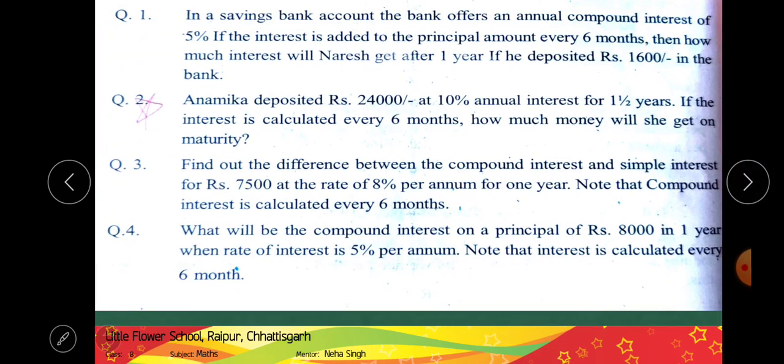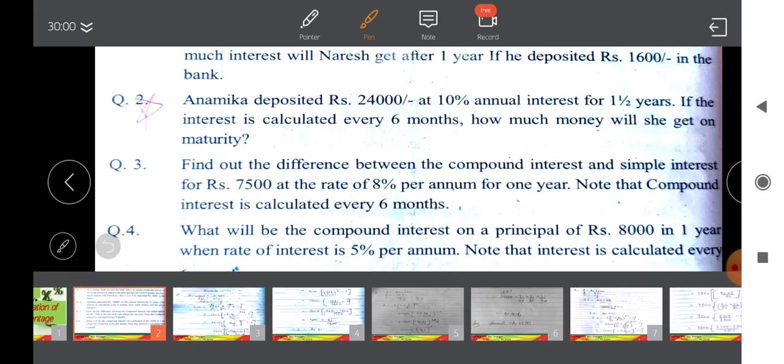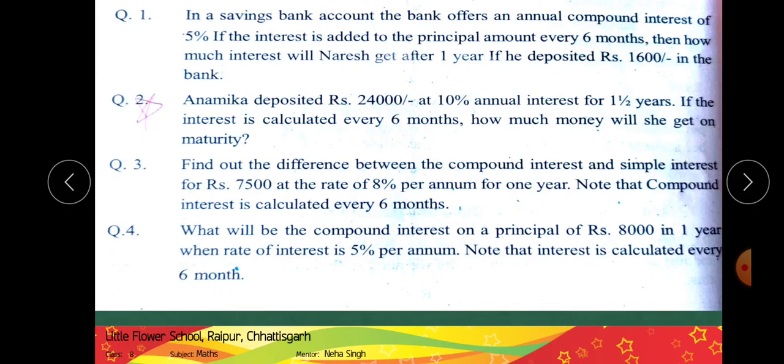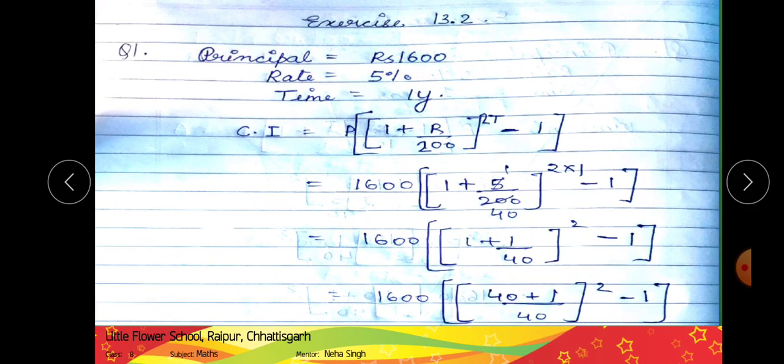So in the first question, it is given compounded every 6 months. So which formula will we use? Half yearly formula. Deposited rupees 1600 means principal is rupees 1600. Time is given 1 year and rate is given 5%. So we will write all the given things, principal, rate and time. Now compound interest we need to calculate, right? So what we will do, P into 1 plus R upon 200, the change of the formula is 200 and here 2T. So rest all the same.